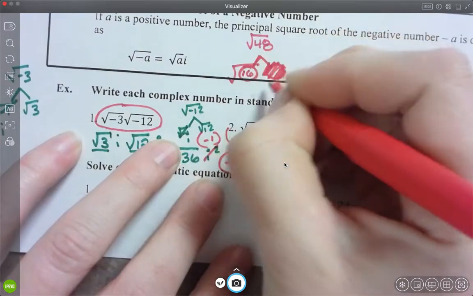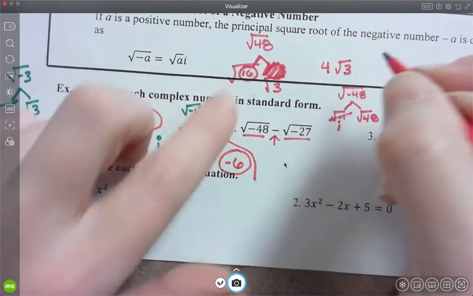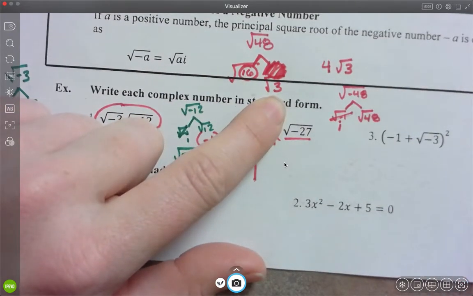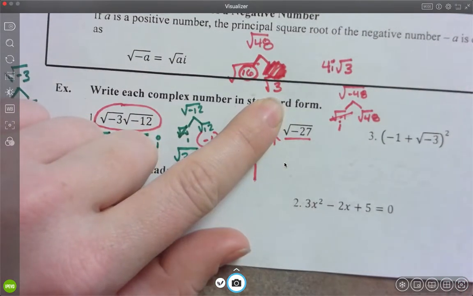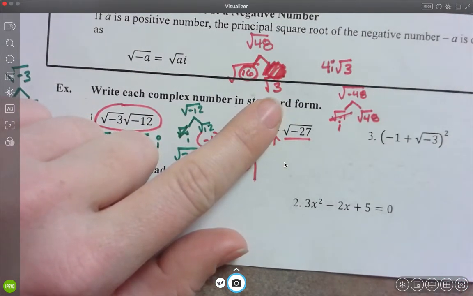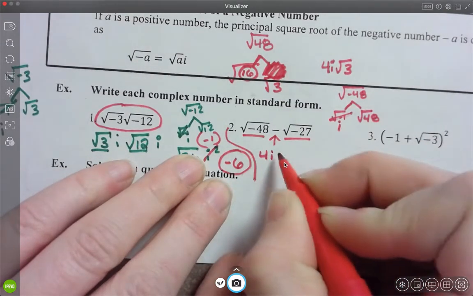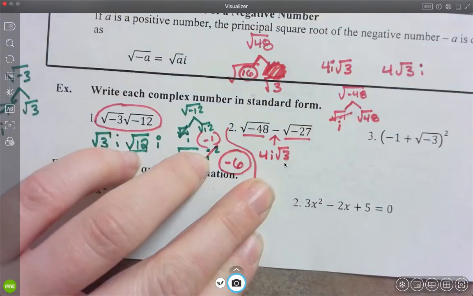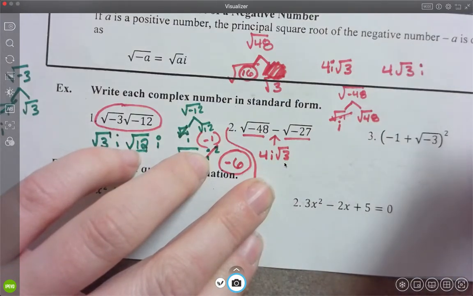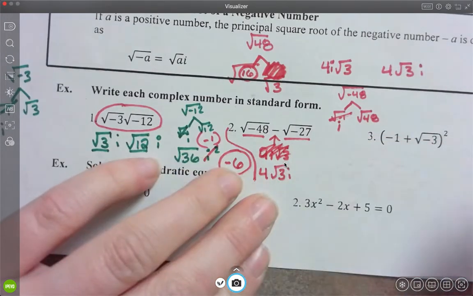So if I take the square root of 16 and the square root of 3, that will be 4 times the square root of 3, because the square root of 16 is 4. And then where does the i fit? I usually put the i right here, 4i times the square root of 3. It doesn't matter where you put it. Some people put 4 square root of 3i. It maybe looks better that way, so we'll do it that way. 4 square root of 3i, all right? And then we have minus.